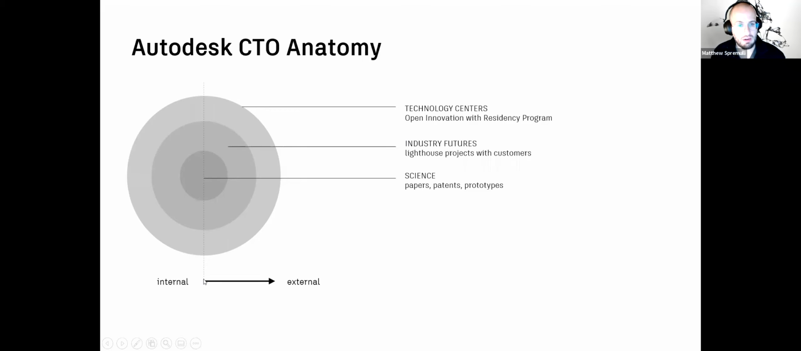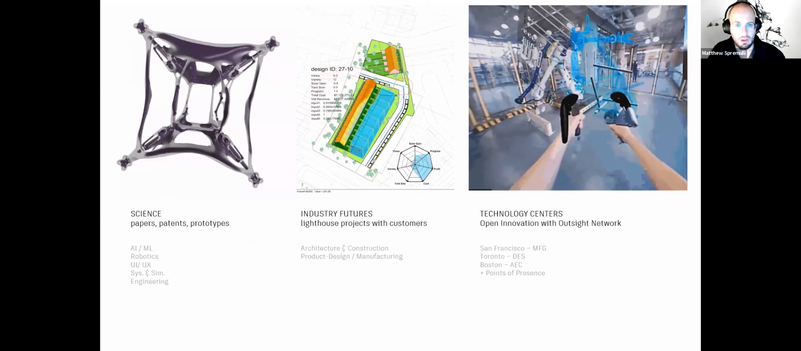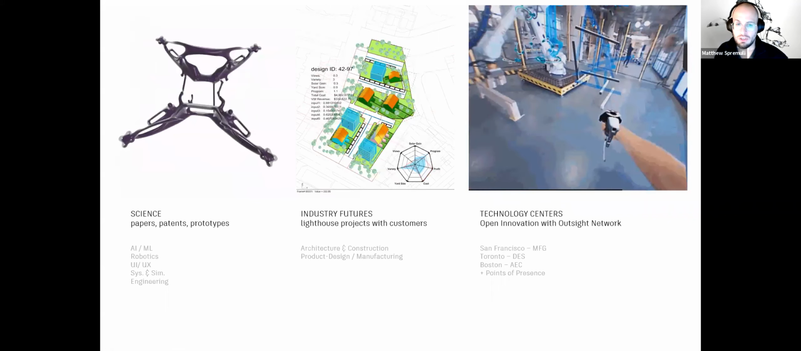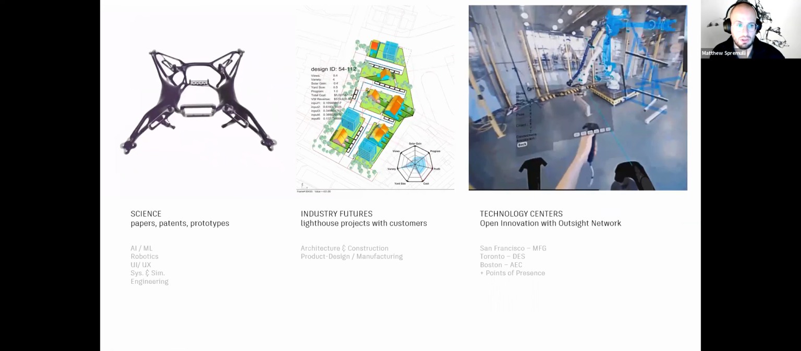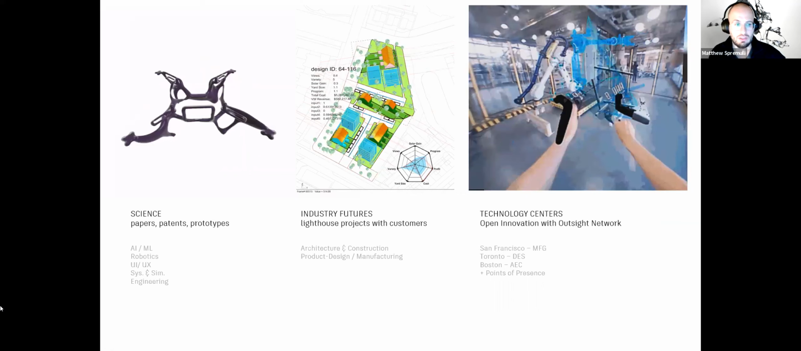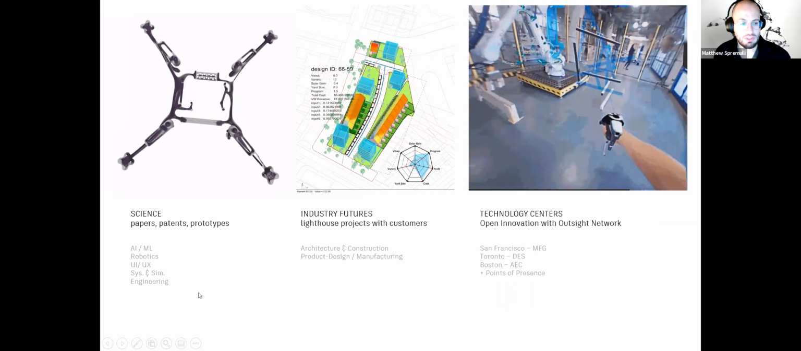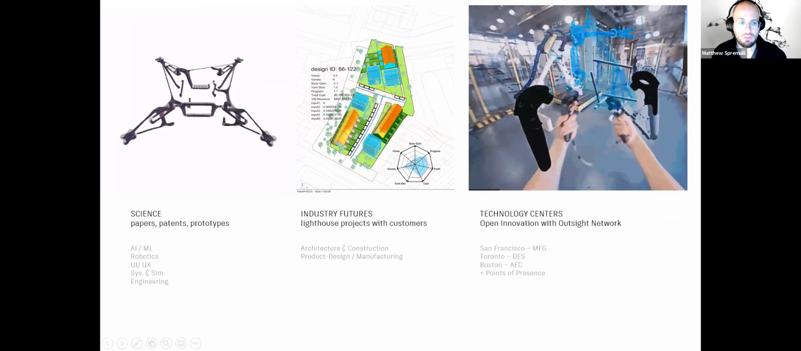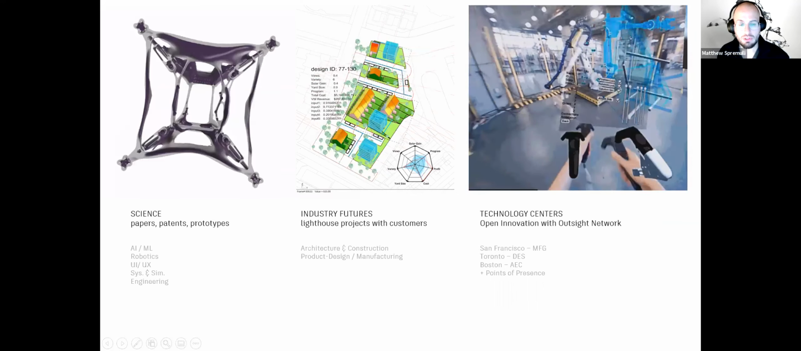But I will say that our group with the technology centers is extremely externally facing. We work with a lot of customers, users, academics, and I'll talk again about this in a little bit more detail. Without describing too much about what each group does, I'll just give an overview that the science teams are mostly interested in doing research for papers, patents, prototypes of new software.